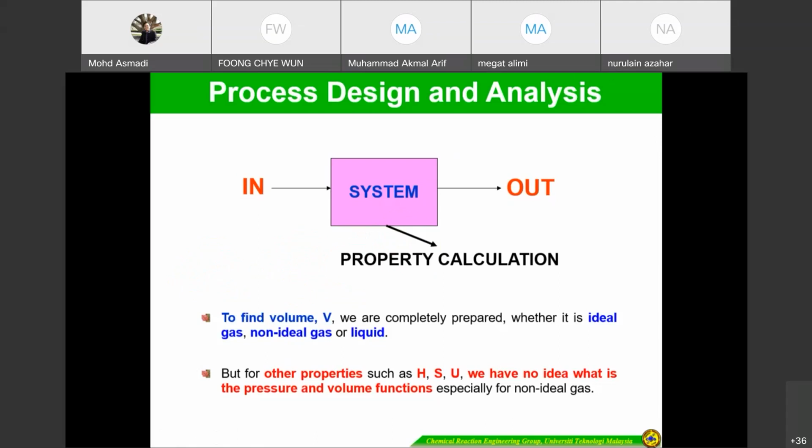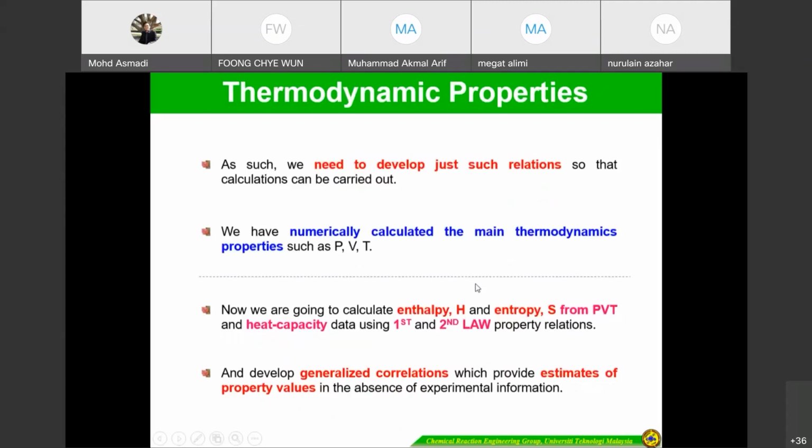So once the Gibbs energy is at equilibrium, there is not going to be a shift to the left or to the right of the reaction. For thermodynamics, we need to develop such relations, just like now: delta G equals delta H minus T delta S, right? That is the relation. We call it the fundamental property relation.